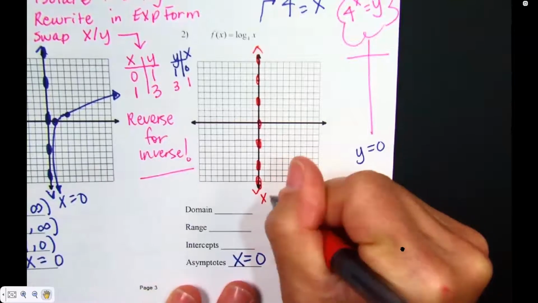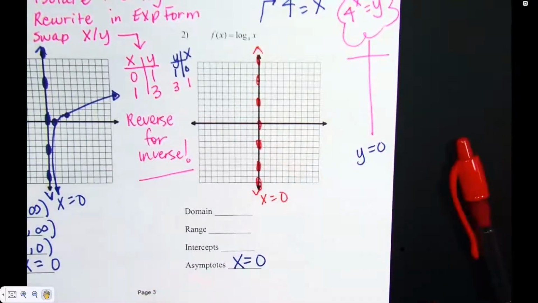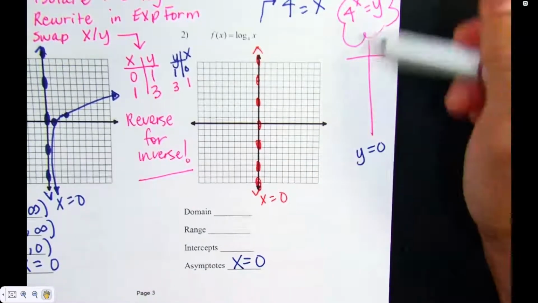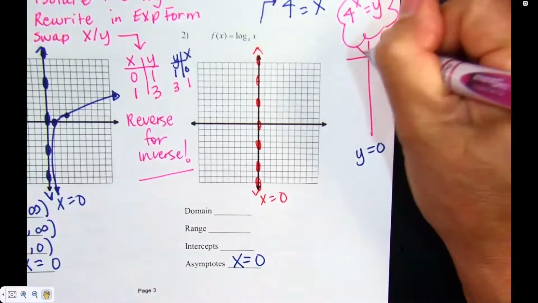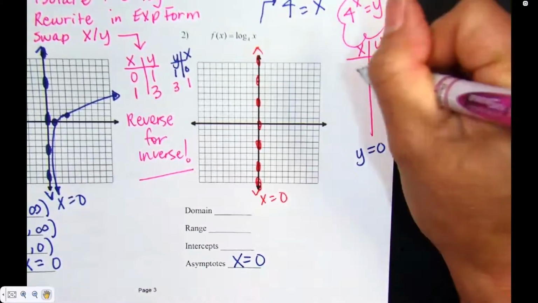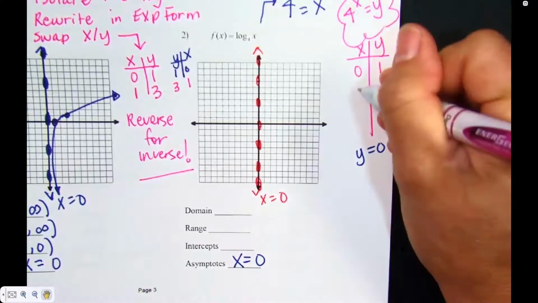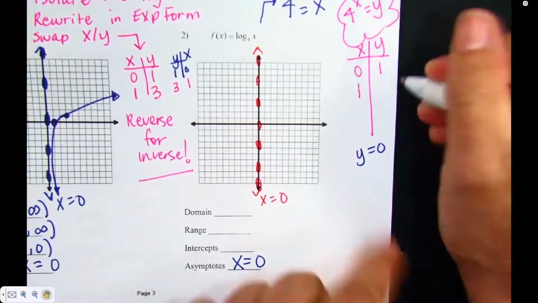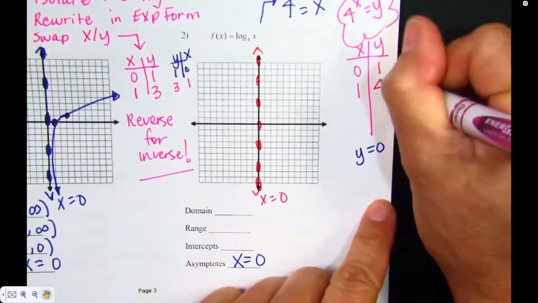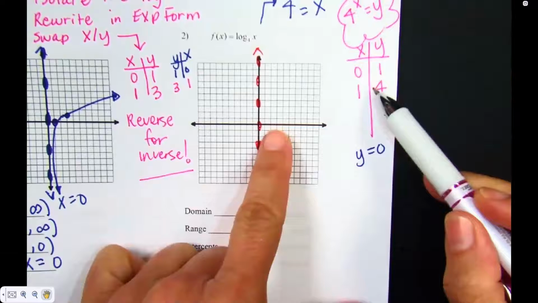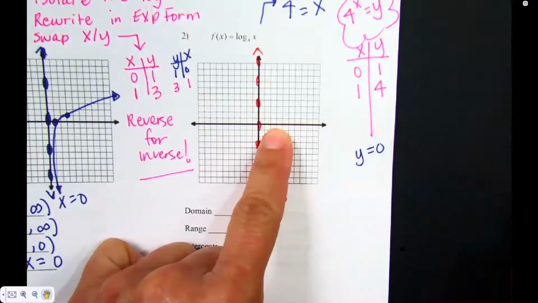So this is x equals 0. And again, if I plotted some ordered pairs, if I put a 0 in for x, my y value would be 1. If I plugged a 1 in for my x, my y value would be a 4. So these are all getting reversed for my inverse of my log form.